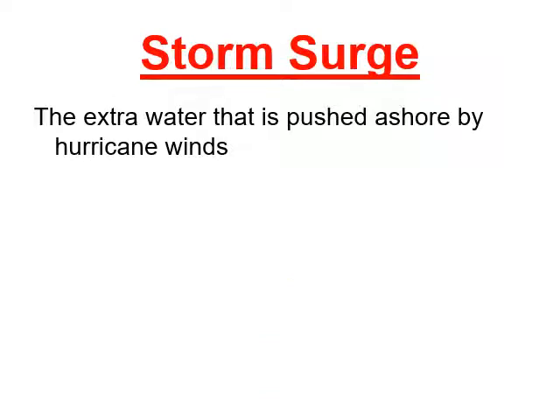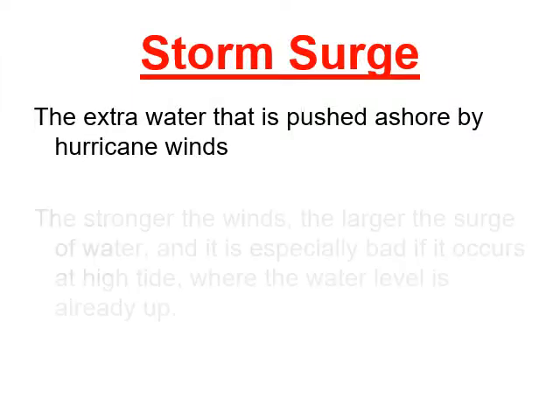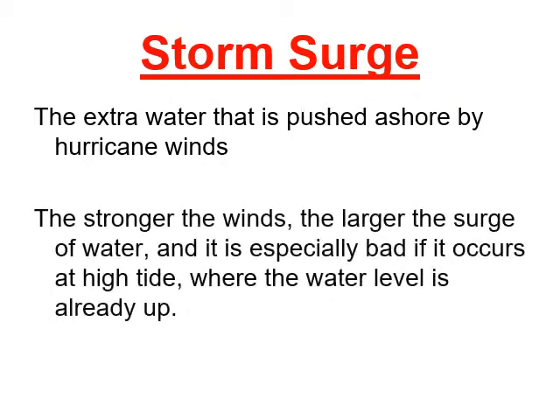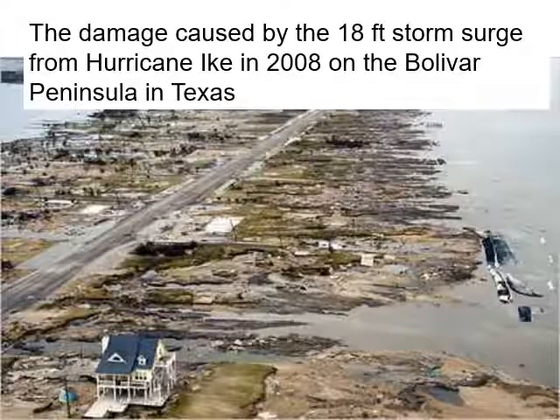That is called the storm surge. The storm surge is the extra water that is pushed ashore by the hurricane winds. The stronger the winds, the larger the storm surge, because the more water gets pushed ashore, and it's especially bad if it occurs at high tide when the water level is already high.